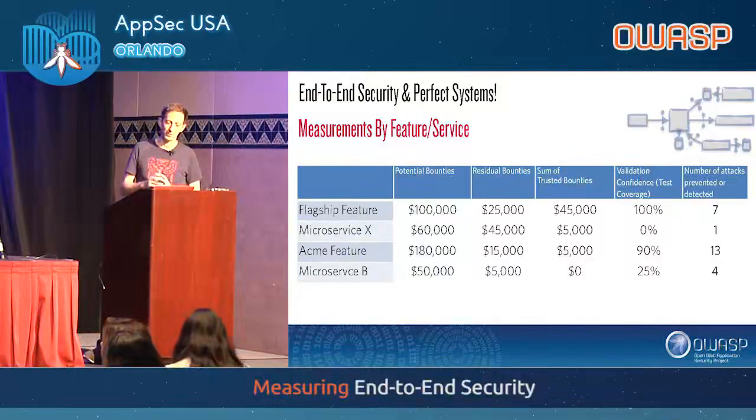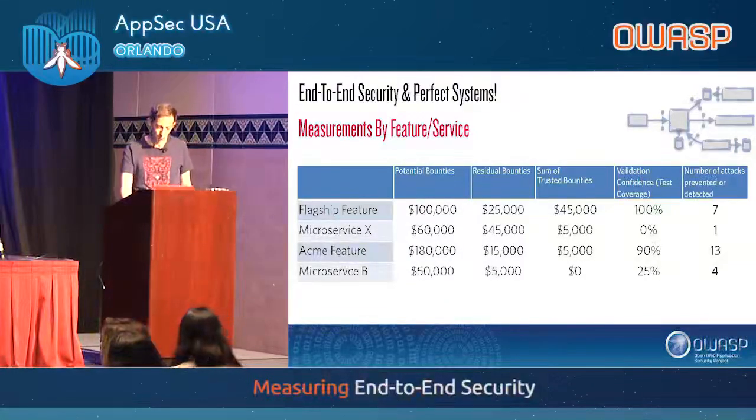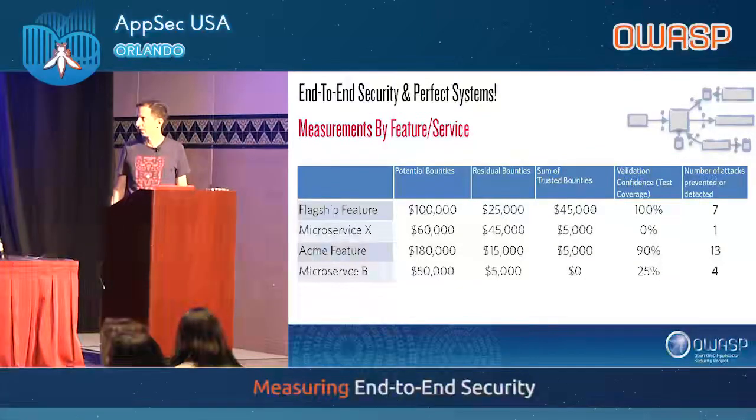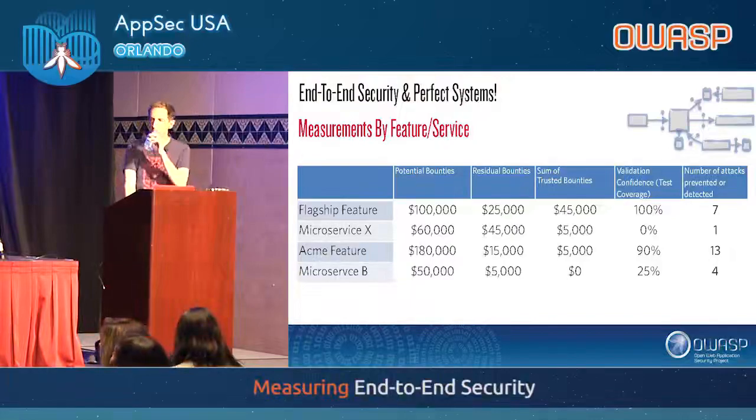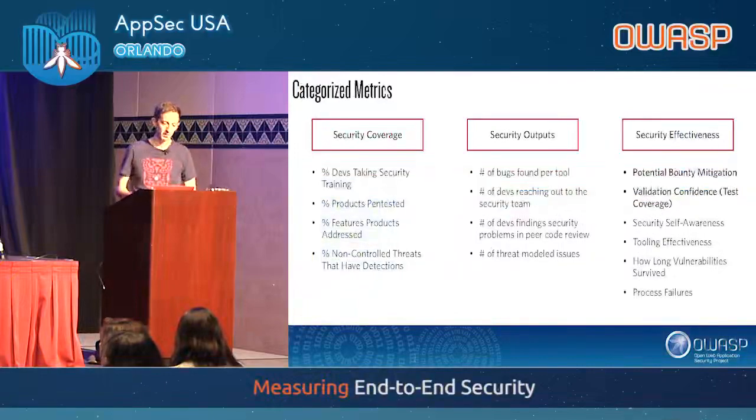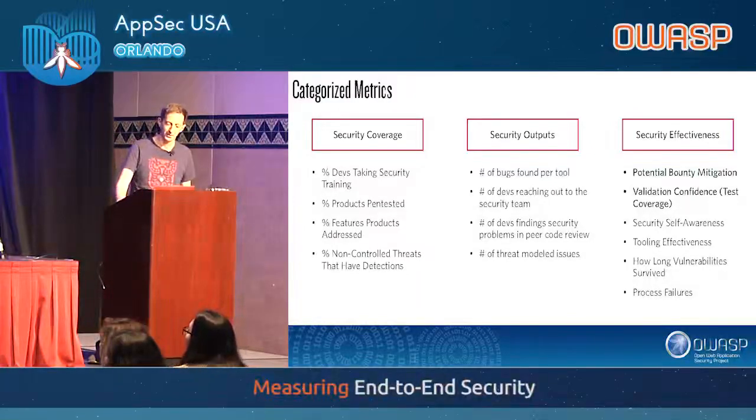But this tells us we may have controls that we haven't put in place yet, and so which of those controls that we put in place is going to give us the best amount of reduction for that residual bounty. And then, of course, we have that column of validation confidence. So how confident are we that that is actually true and that we've actually decreased the threat to this product? And so we add in two more security effectiveness metrics based on that: the potential bounty mitigation and our validation confidence.